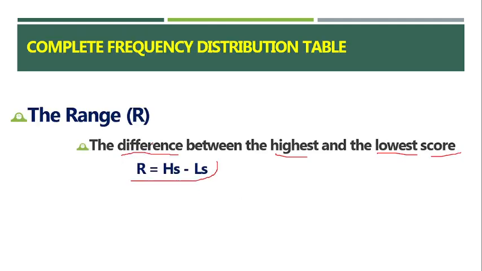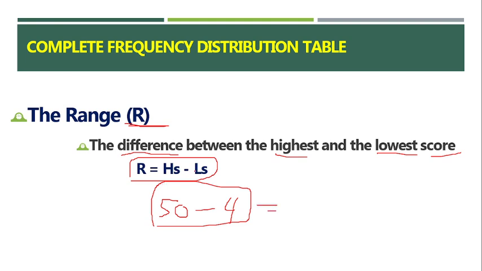So if we are going to use this formula, your range, or R. R refers to the range. Your highest score will be 50 and your lowest score will be 4. If you subtract it, or get the difference, the range is 46. What does that range tell us? It is the distance between your lowest score and your highest score.